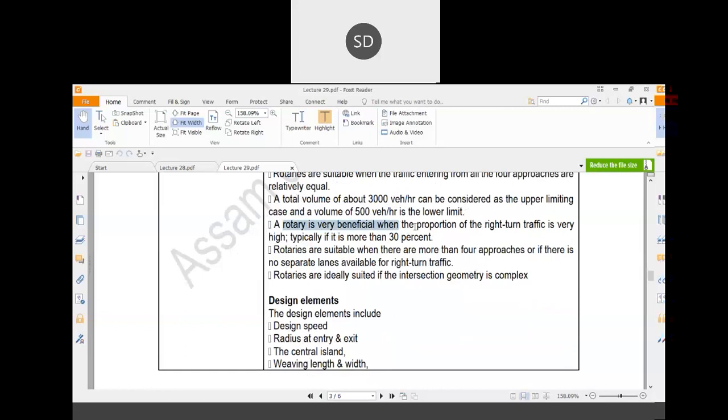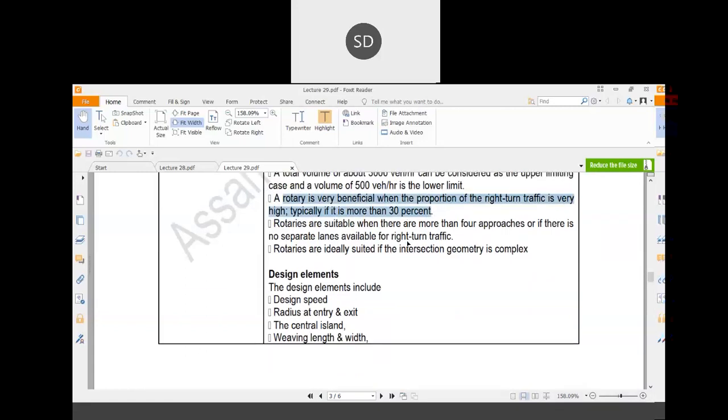A rotary is very beneficial when the proportion of right turn traffic is very high, typically more than 30%. So from the traffic volume study, you have to find out the total percentage of right turning vehicles. After finding out the right turning vehicles, if you find that it is more than 30%, in that case you can suggest a rotary intersection.